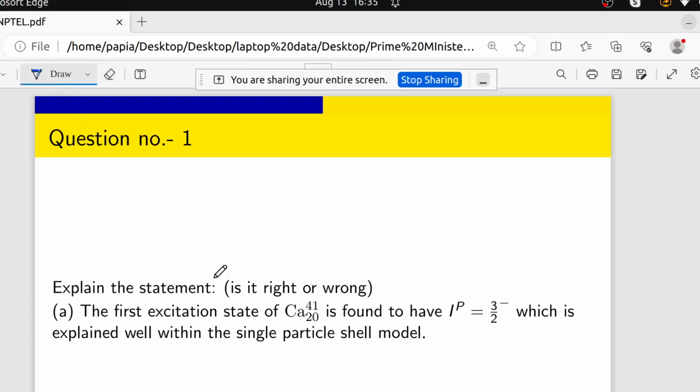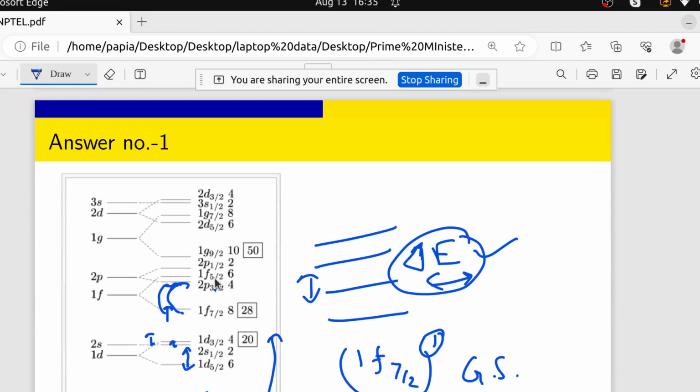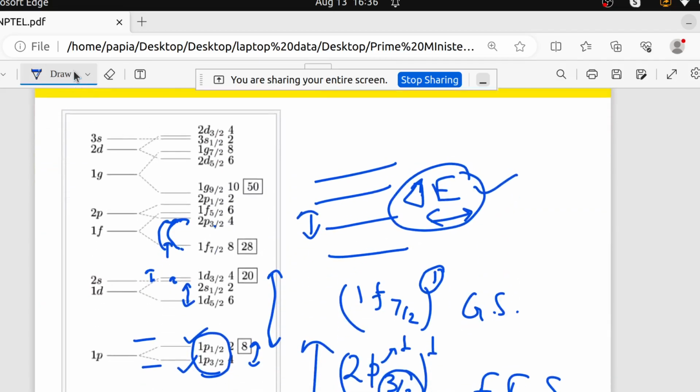So in that first question, it was asking about a statement: the first excited state of calcium-41 is found to have J-P 3/2 minus, which is explained well within the single particle shell model. We have to answer whether this statement is correct or not. According to our shell model, we have seen some energy level structure.